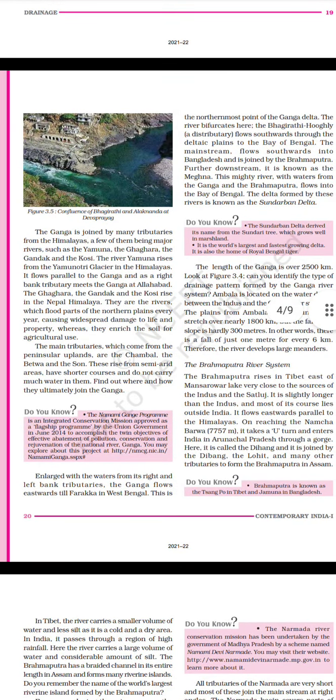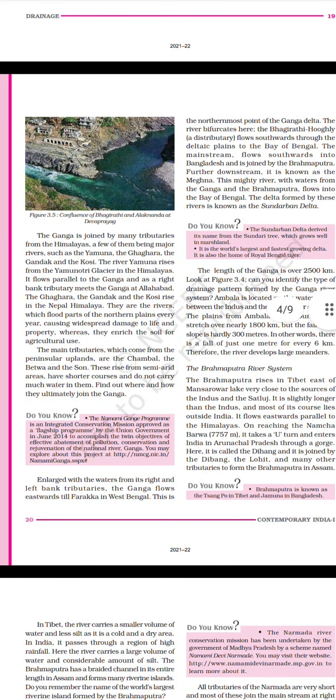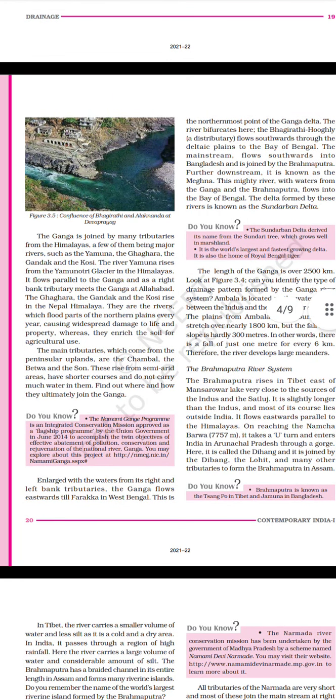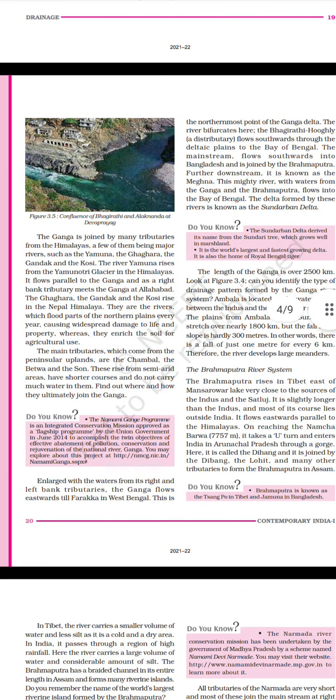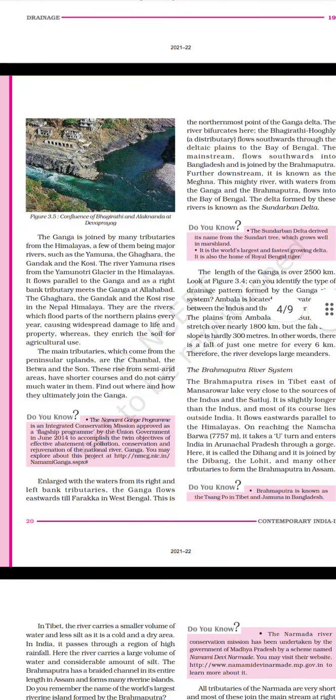Take a look at figure 3.5, confluence of Bhagirathi and Alakananda at Devaprayag. The Ganga is joined by many tributaries from the Himalayas, a few of them being major rivers such as the Yamuna, the Ghaghara, the Gandak, and the Kosi.